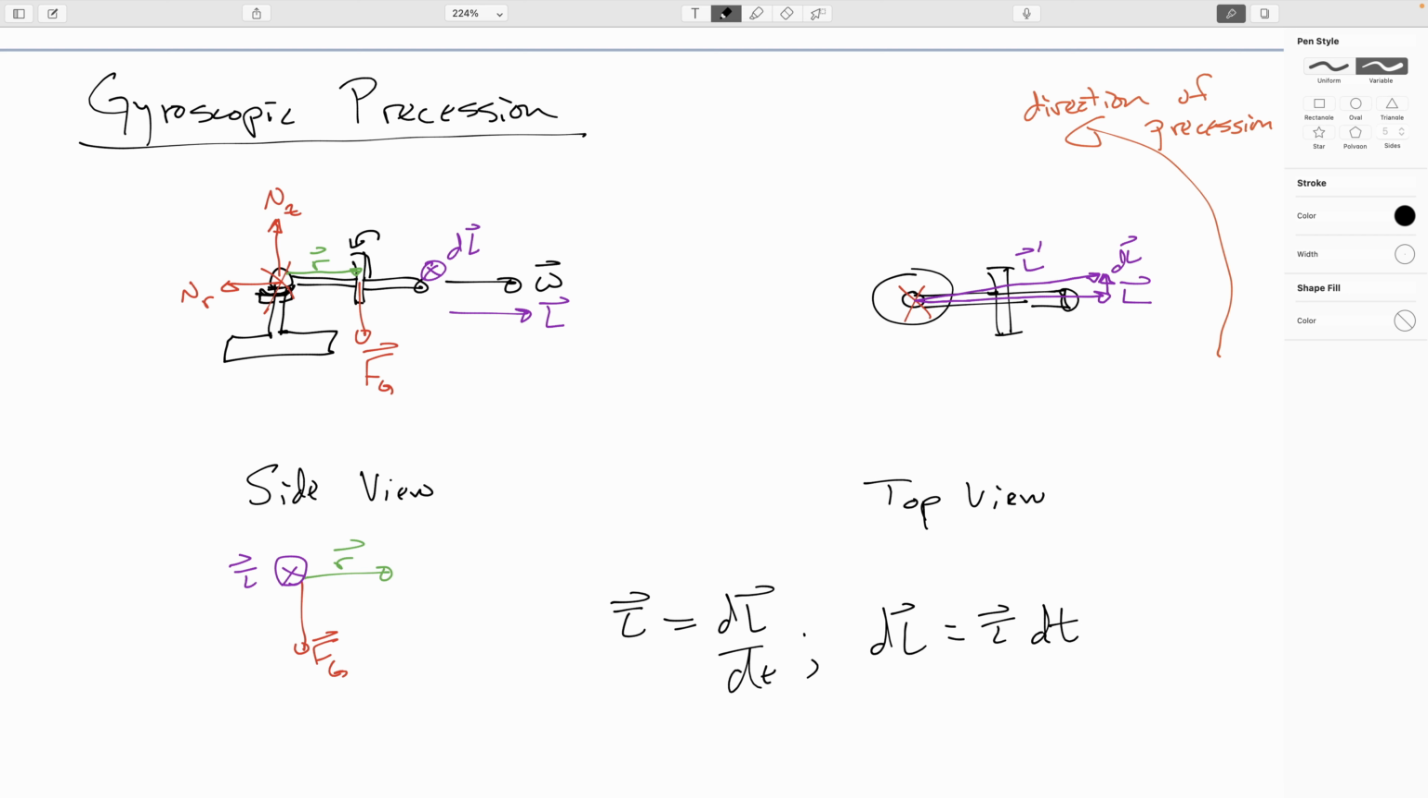Alrighty. In the next video, we'll go ahead and take a look at what is happening in torque-free situations, where we can, again, apply the conservation of angular momentum.